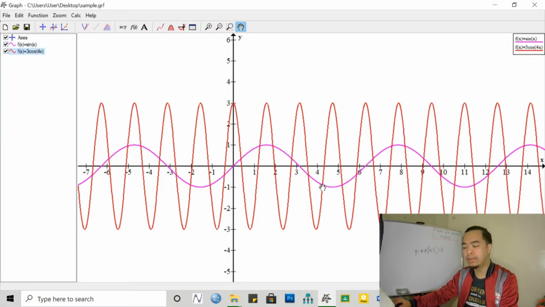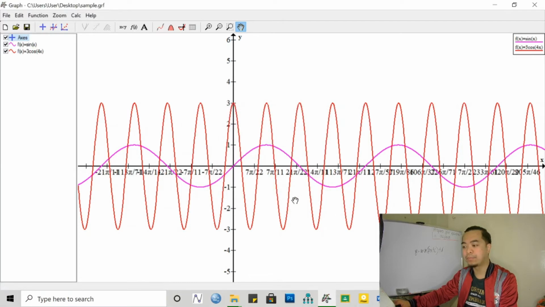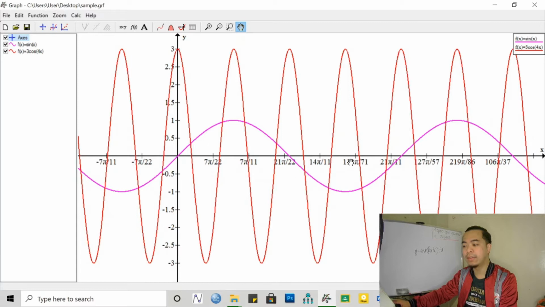So it's really busy right now, so we may want to limit the graph that we will show. Anyway, in our axis, we forgot this one. We want to show the graph on angles in radians. So we want to check this one in our axis, show as a multiple of pi. Right. So we notice now that the numbers on our x-axis are angles in radians.